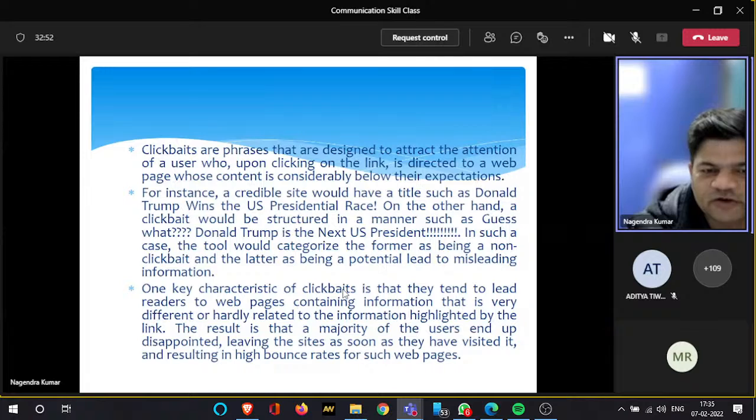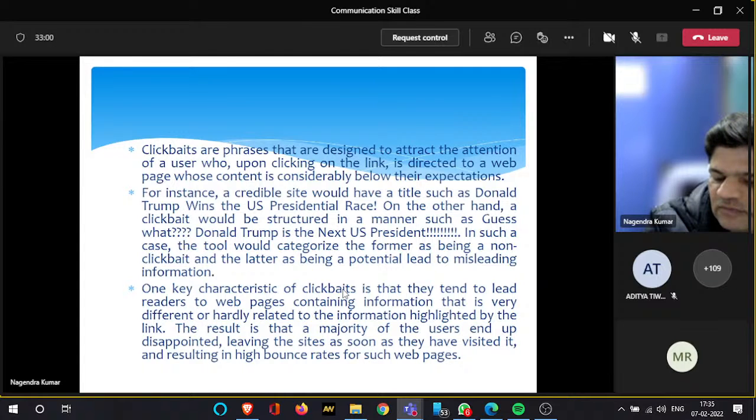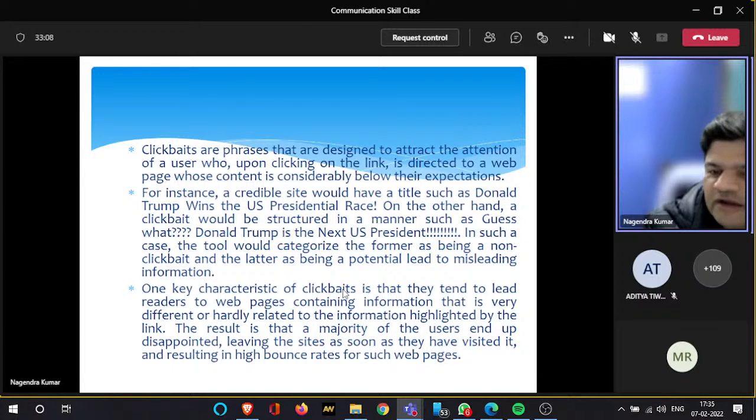In such a case, the tool would categorize the former, and so there are certain tools that have already been prepared, and based on their architecture, they identify prima facie that this kind of a title is fake and this kind of a title is genuine, and accordingly they ban those sites.